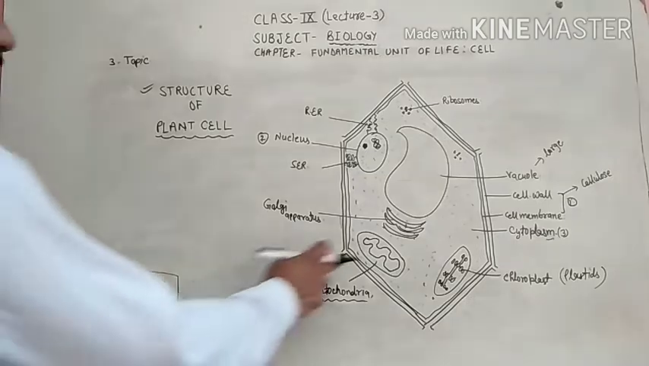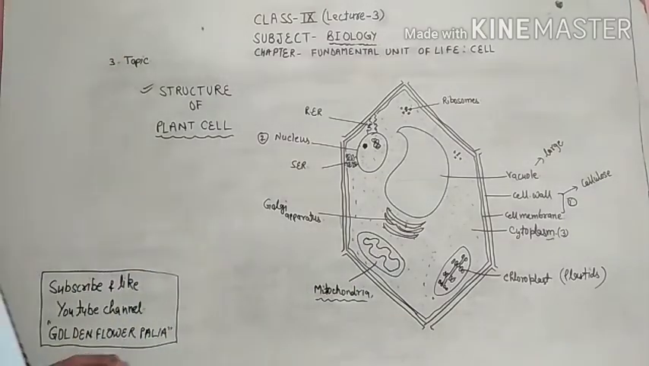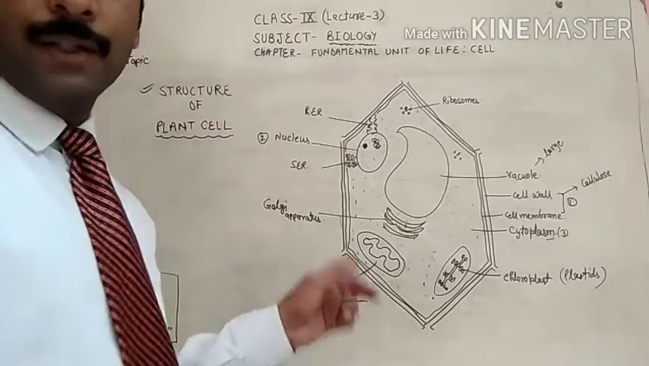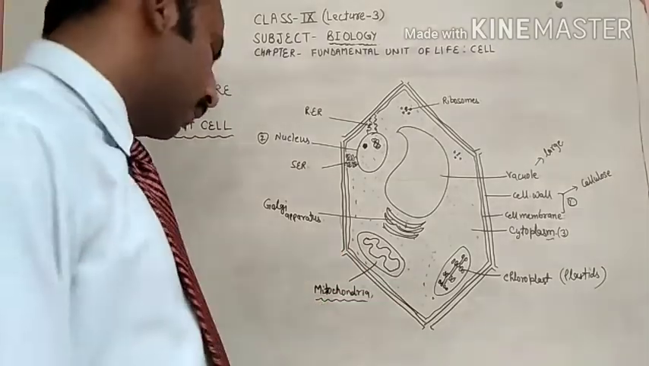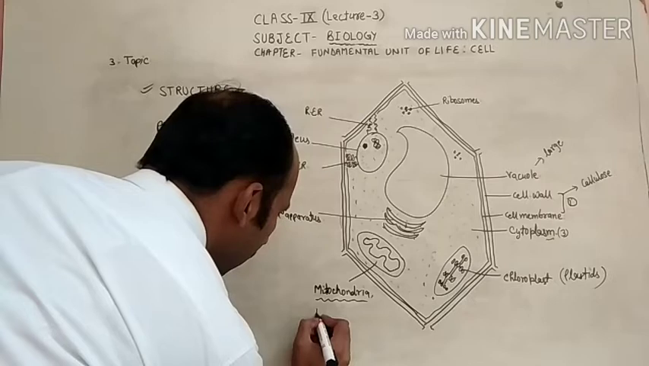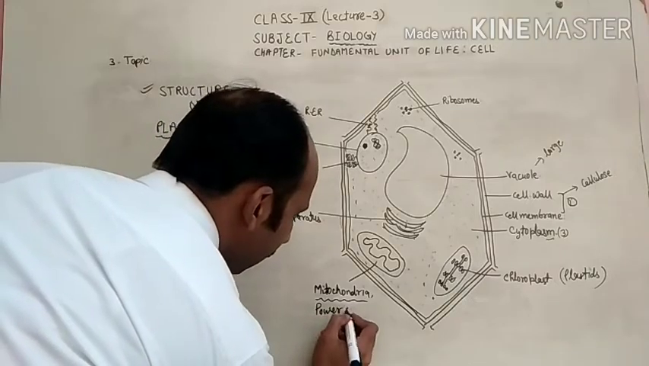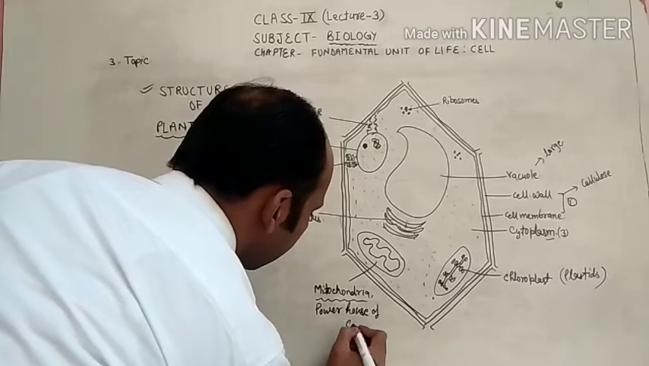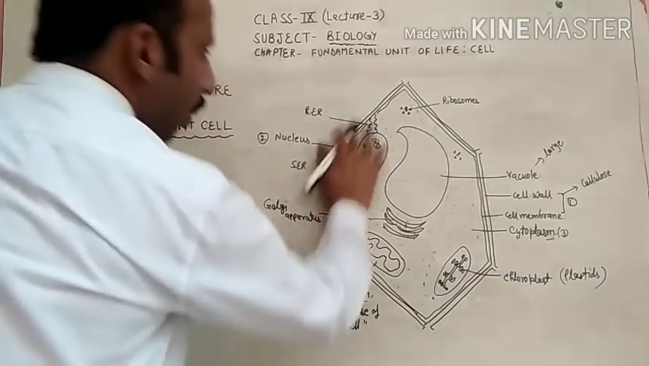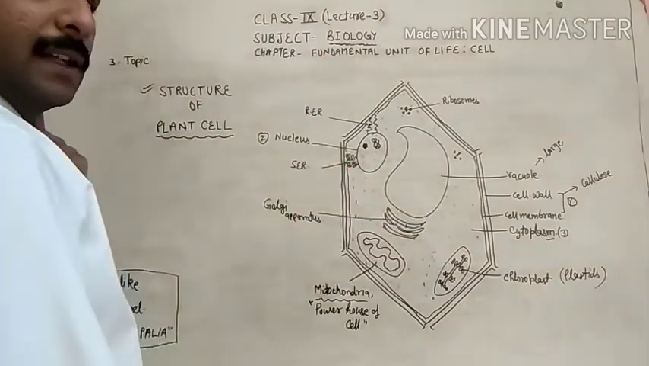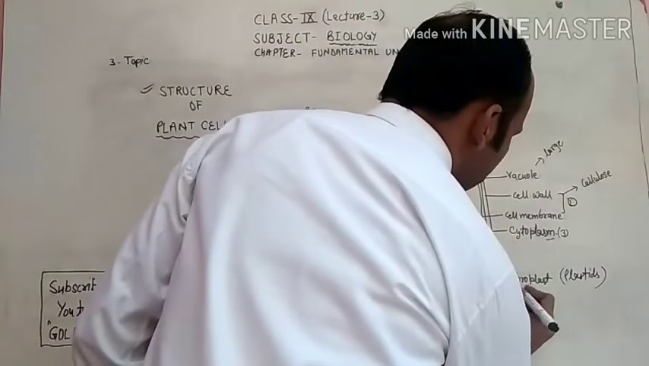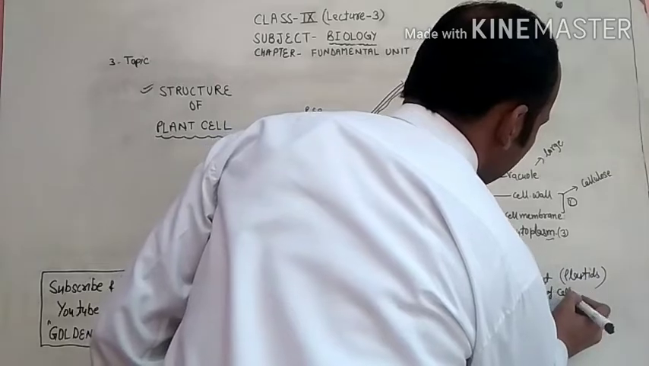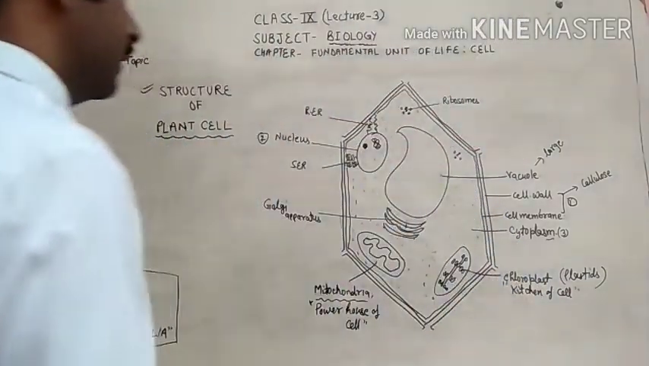Now, second one is the mitochondria. Mitochondria is present in plant cell and animal cell, in both types of cells. Mitochondria is called the powerhouse of the cell. We will discuss in detail form. We have to study one by one all the cell organelles which are present in the cell. Chloroplast is called kitchen of the cell, because the photosynthesis process takes place here.